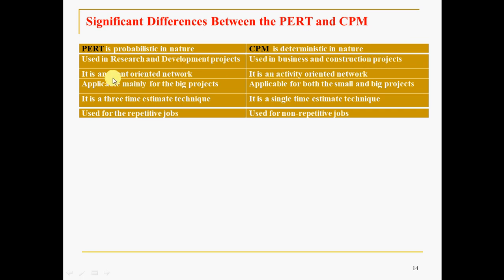Okay, PERT is an event oriented network. Normally CPM is an activity oriented network. I mean, the data will be given based on the events in PERT, that is 1 to 2, 1 to 3, like that. Normally in CPM, it will be given based on activities like A, B, C, D. PERT is applicable mainly for big projects, whereas CPM is applicable for both small and big projects. PERT is a 3-time estimate technique. It is probabilistic in nature.